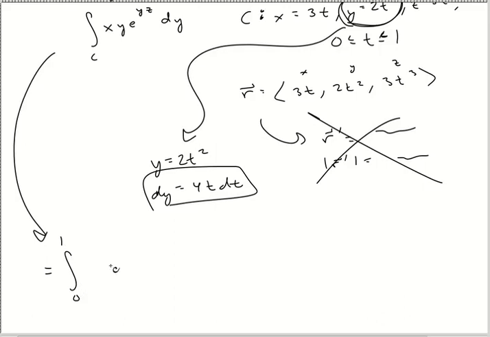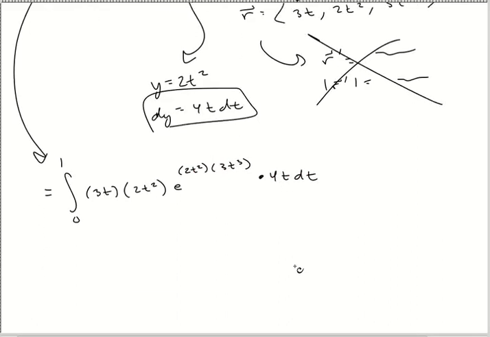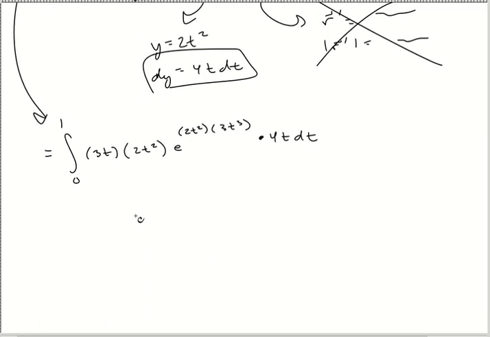So 0 to 1. I got my x was 3t. My y is 2t squared. I got e to the 2t squared times 3t cubed. And then, of course, dy is now 4t dt. That's a lot going on. So trying to put some of the pieces together here, I actually got 6 and then a 4, which makes a 24. Just go ahead and toss that in the front.